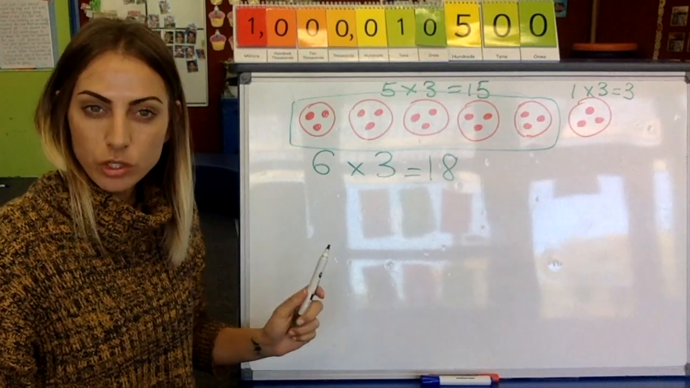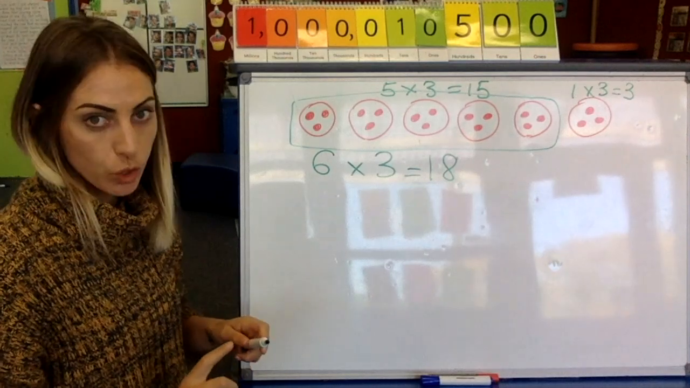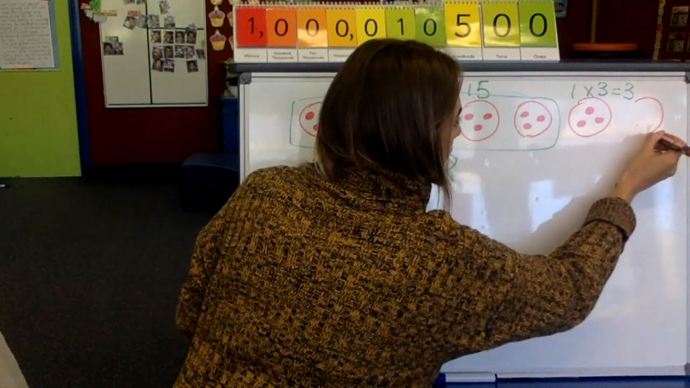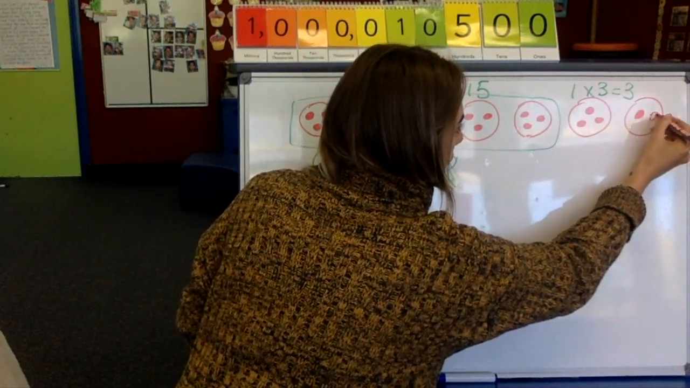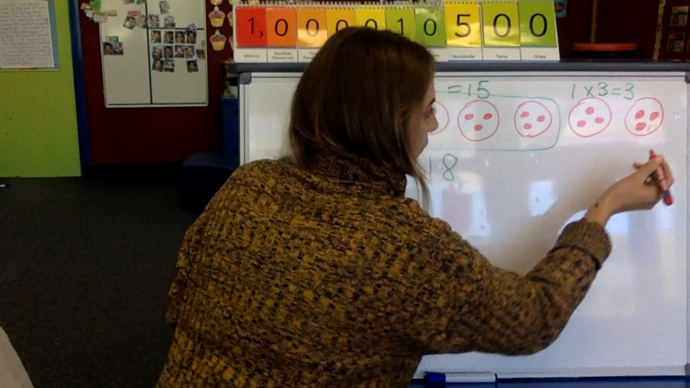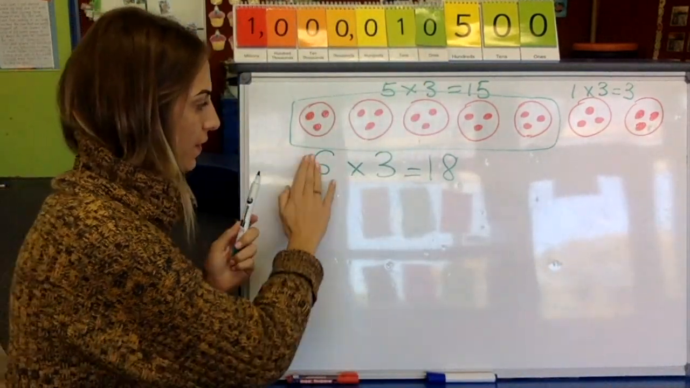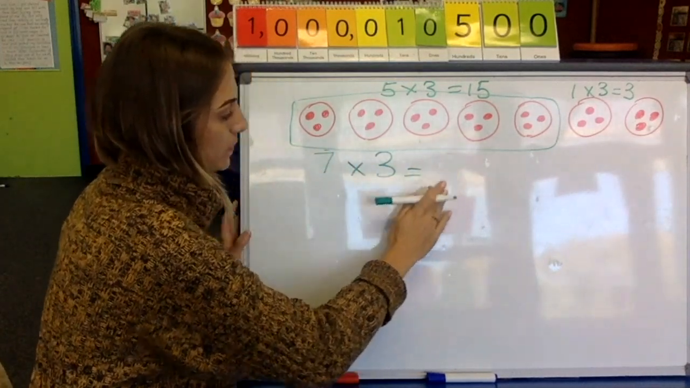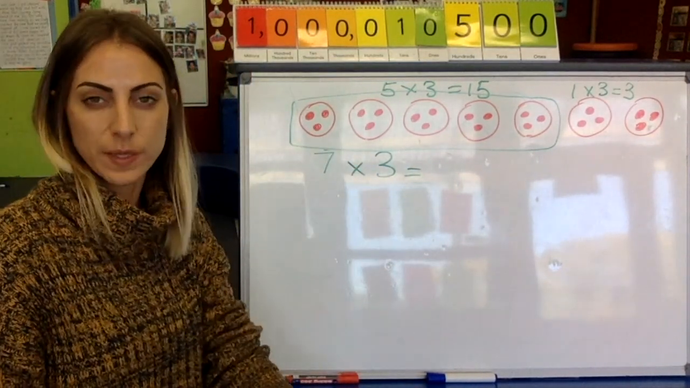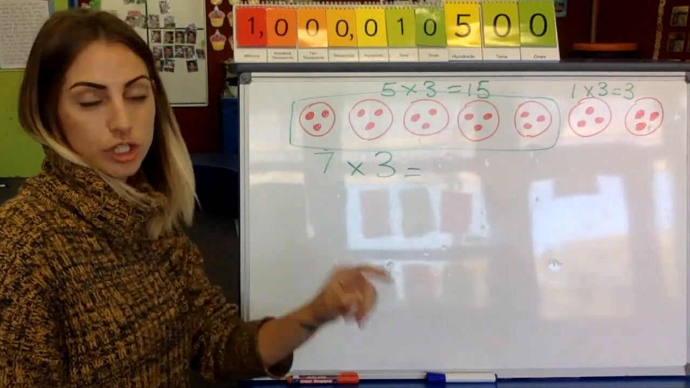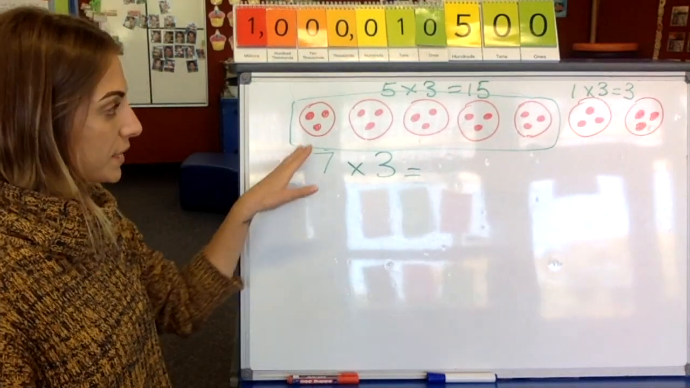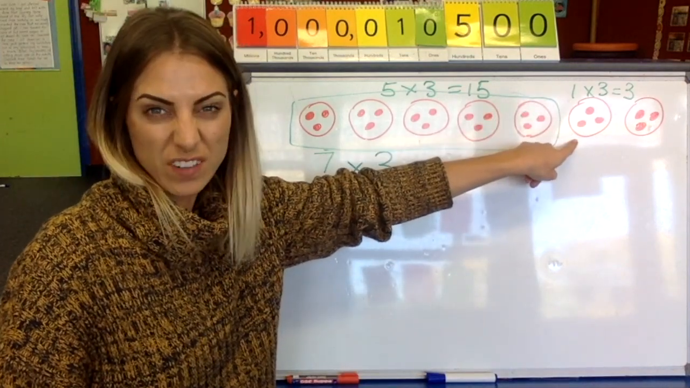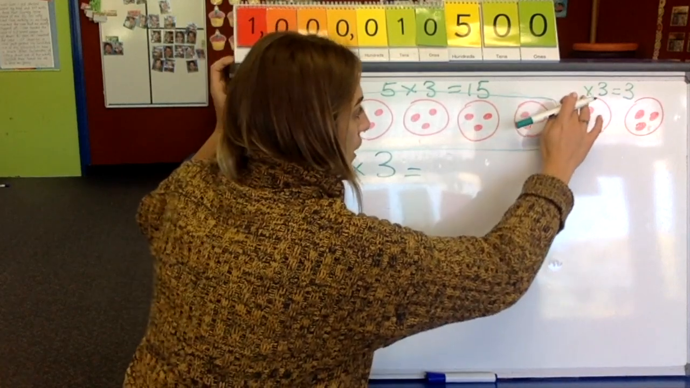Okay, so now I'm going to use the same cookie problem to help me solve 7 times. I'm going to add a cookie. So now I need to find out what 7 groups of 3 is. So I've got 7 cookies now, which means I need to know how many chocolate chips there will be in 7. I can still use my 5 times tables, but instead of 1 group of 3 down the end, I've got 2 groups of 3. So I'll change that now.